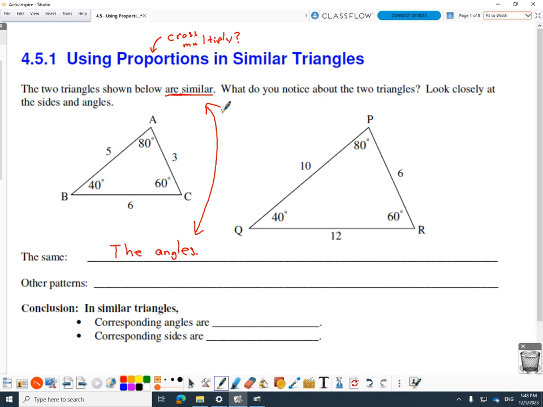Other patterns. What else do you see? We might need somebody from yesterday who knows what to look for to see what's happened with the sides. Alex, what do you see? The perimeter got doubled. Absolutely, the perimeter got doubled for a very specific reason. How did the perimeter get doubled? Look at the individual sides now. He's not wrong. The perimeter got doubled.